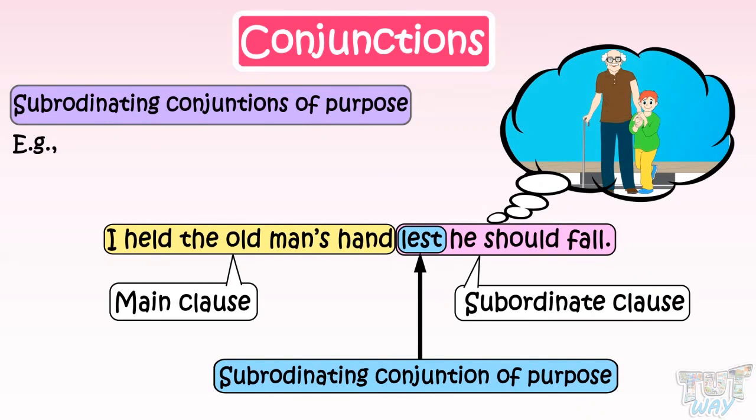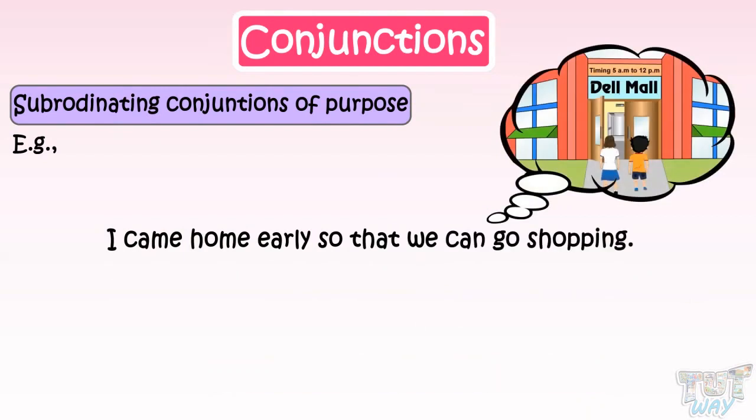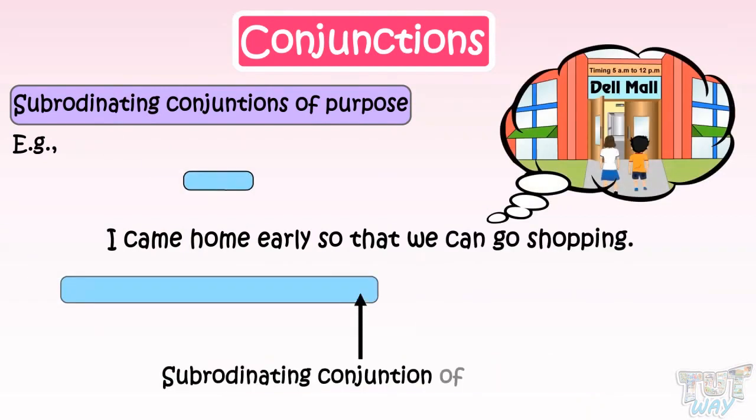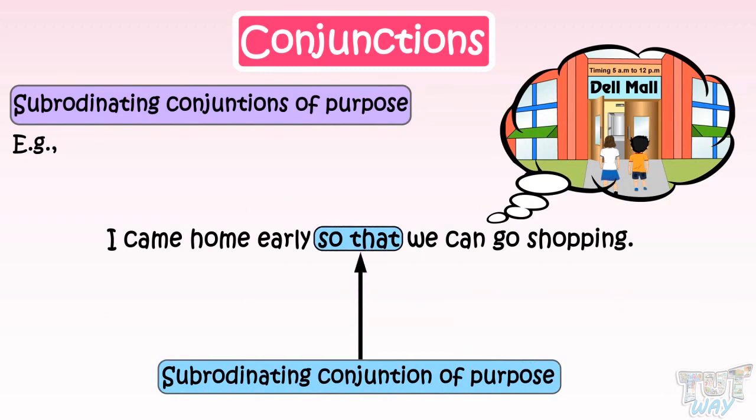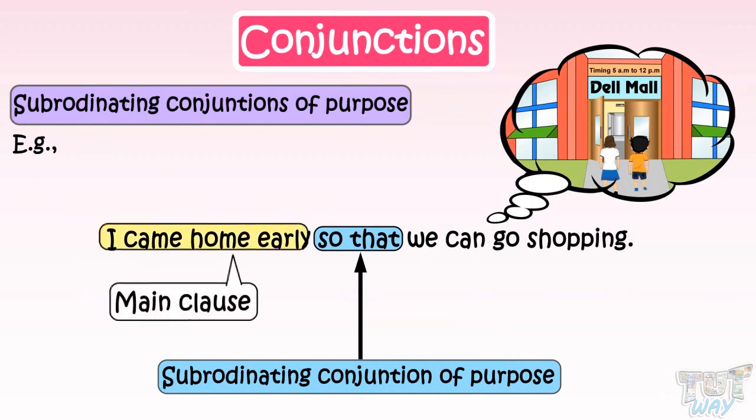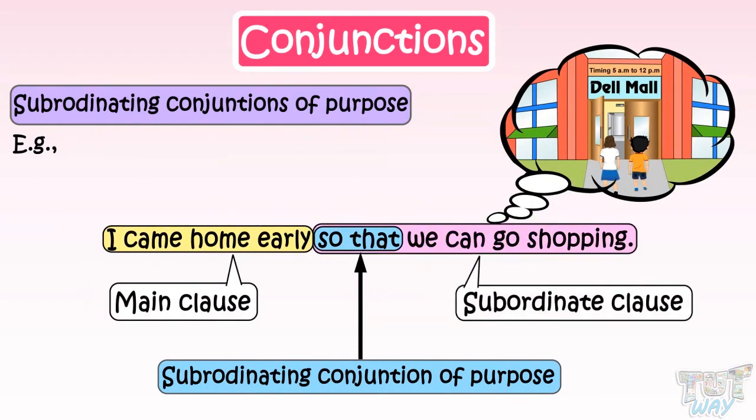Here we have another sentence. I came home early so that we can go shopping. Here, so that is a subordinating conjunction of purpose, as it is connecting a main clause, I came home early, with a subordinating clause, so that we can go shopping, and it is also indicating the aspect of purpose.